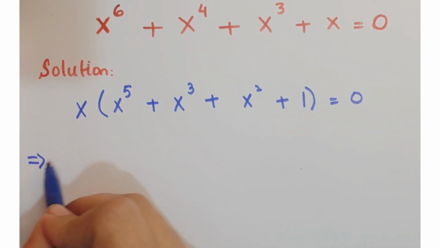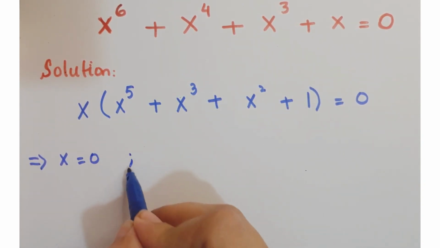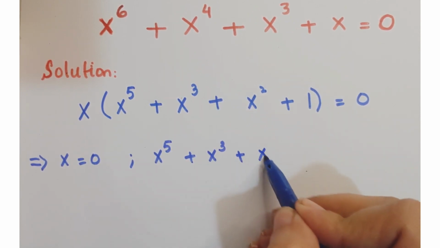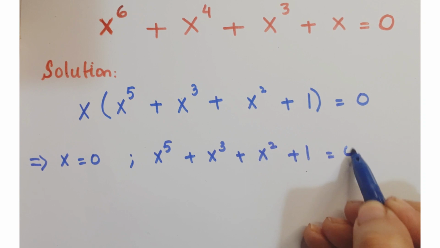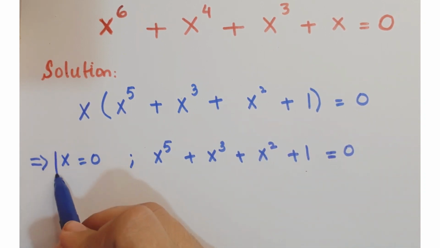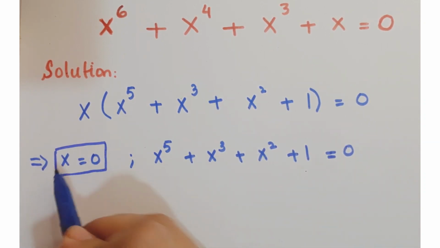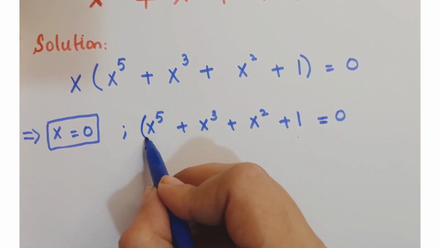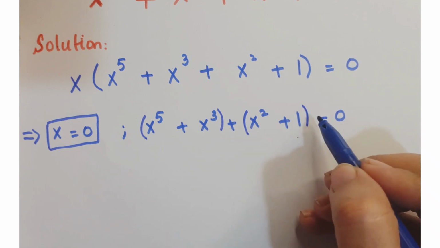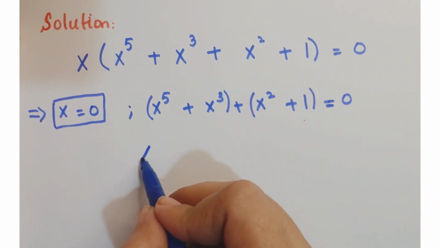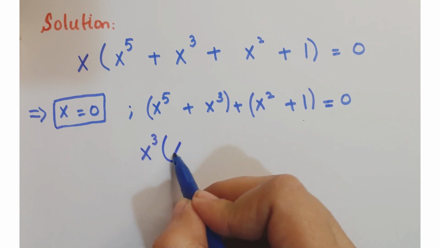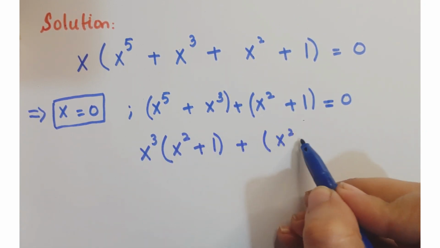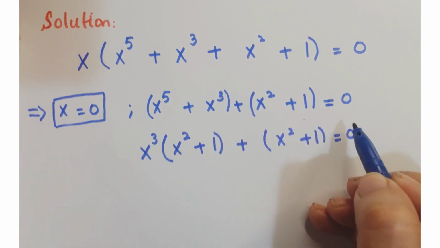Now this implies that x is equal to 0 and x to the power 5 plus x to the power 3 plus x square plus 1 is equal to 0. Now x is equal to 0 is one solution of x. Now solving this, you can just bracket these two terms like this. Out of these two terms, take out x to the power 3 common. So we have x square plus 1 plus x square plus 1 is equal to 0.